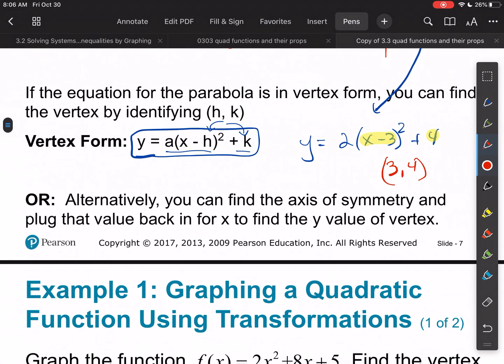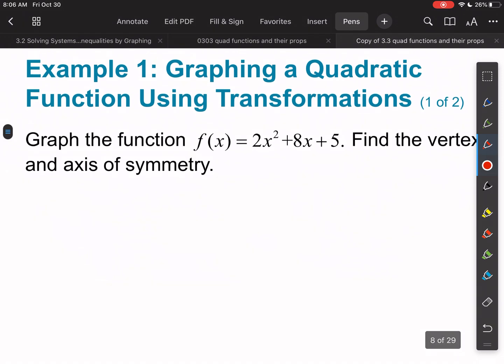which I will show you how to do. All right, so example 1 says graph a quadratic function using transformations. Maybe let's not use the transformations quite yet. Okay, so let's just graph this thing. To graph this, what I want to do is I want to find where the vertex is, and then I also want to find the axis of symmetry. I'm actually going to start with axis of symmetry.